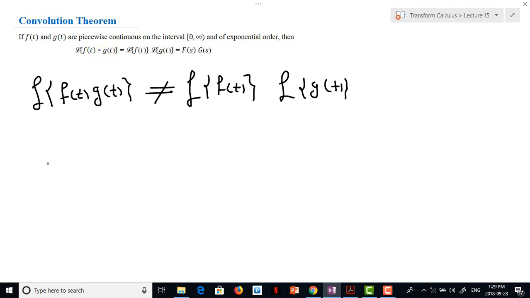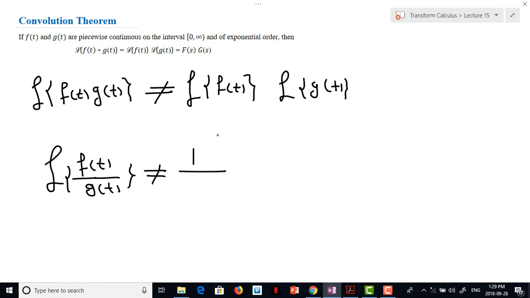The other thing that is very important is that the Laplace transform of f(t) over g(t) is not equal to F(s) over G(s), or to the Laplace transform of f(t) over the Laplace transform of g(t), in general. So we can use the convolution theorem to find the Laplace transform or the Laplace inverse of some functions.